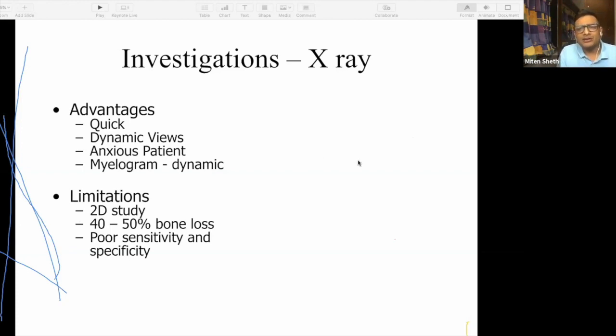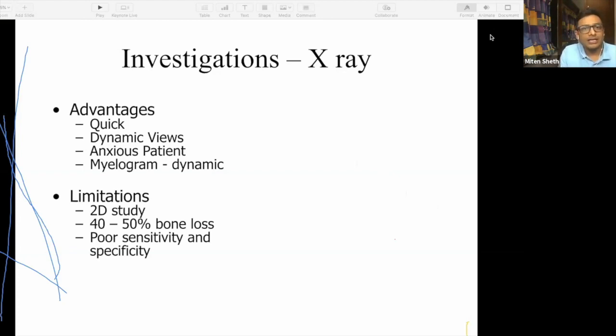Sometimes we know the diagnosis. We know that it's a very simple mechanical back pain. But unless you do some investigations, the patient himself is not satisfied that you have the correct diagnosis. So it also has a little bit of psychological effect. And in the good old days, it was combined with a myelogram to give a dynamic imaging. Of course, that's for historical purposes. It's not used right now.